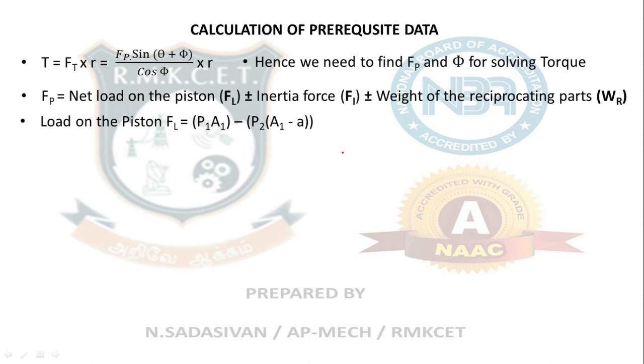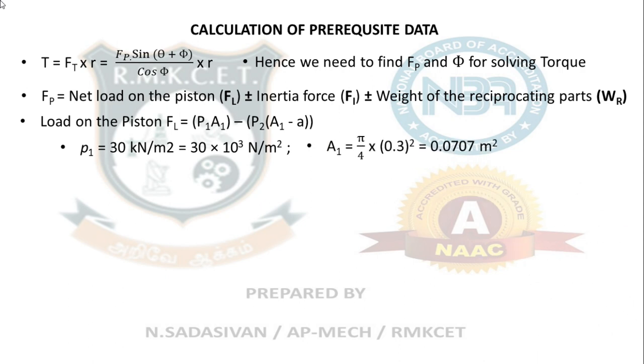Okay, so now let us substitute all the values into the formula. So P1 is 30 kilonewton per meter square, so 30 into 10 power 3 Newton per meter square. A1 is pi by 4 d square, bore diameter is 0.3, therefore pi by 4 d square is 0.0707 meter square. Please do the calculation, try and check whether you are getting the same answer.